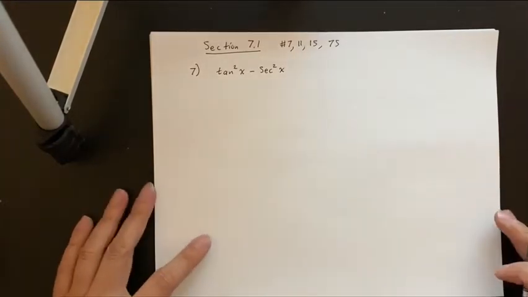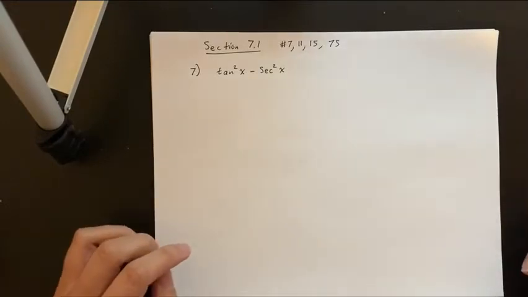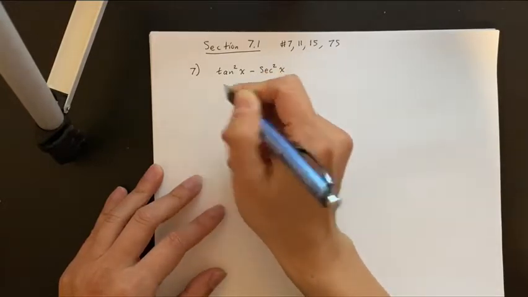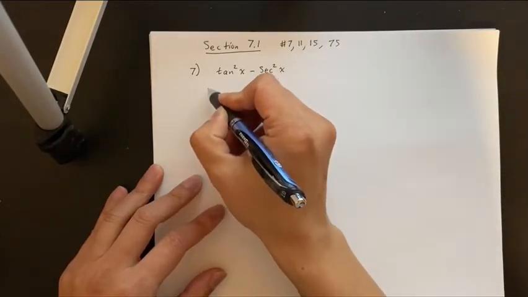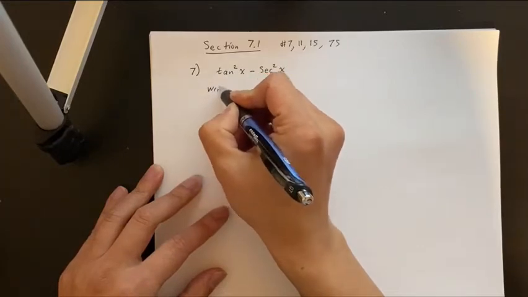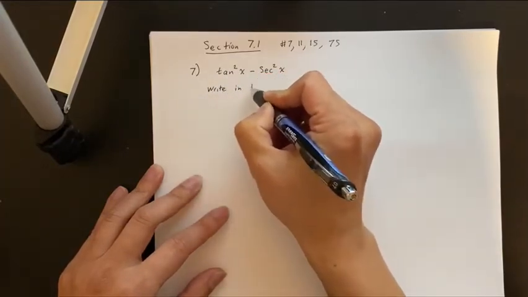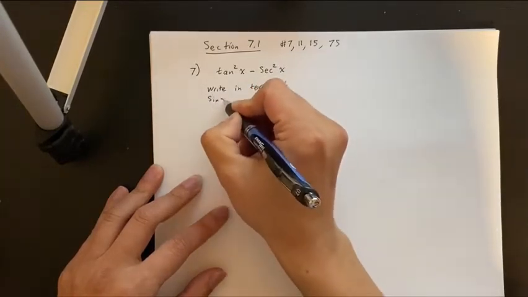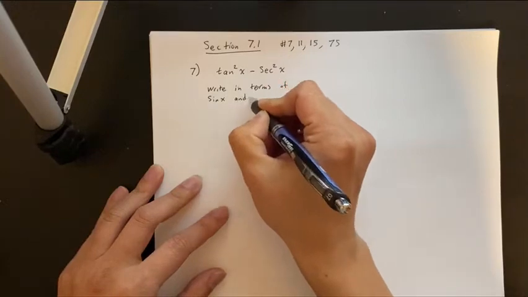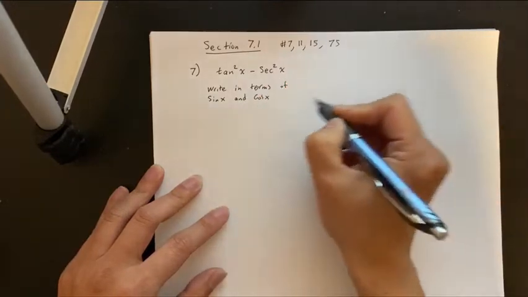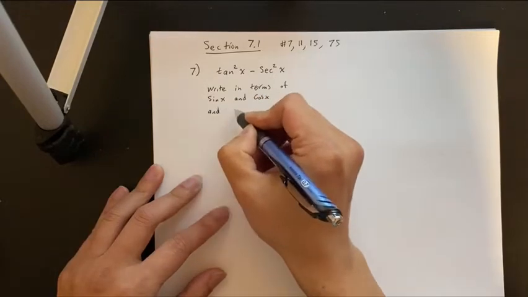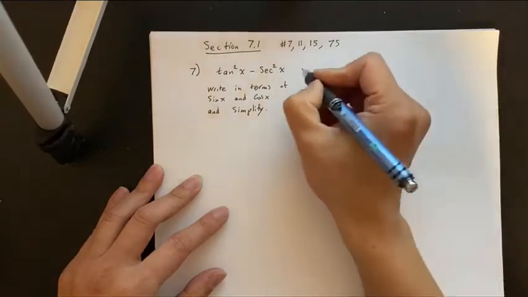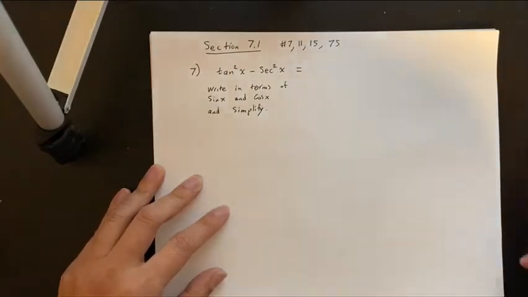Okay, so we're going to take their advice. So that's going to be our first step. So let me just write what the direction is. Write in terms of sine x and cosine x, and then simplify. Okay, so here is our first step.